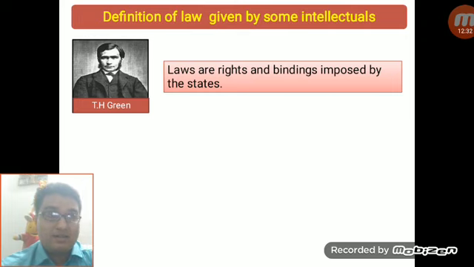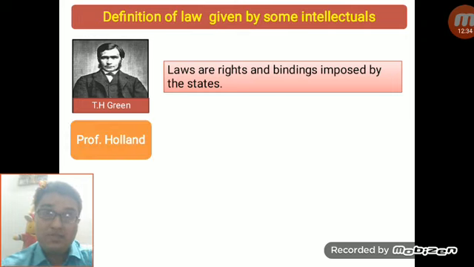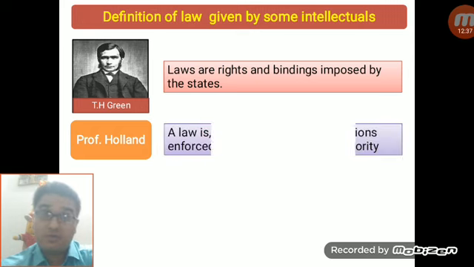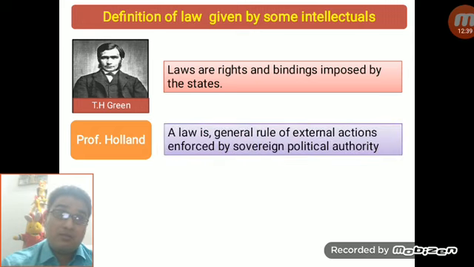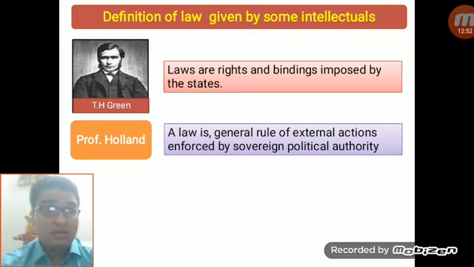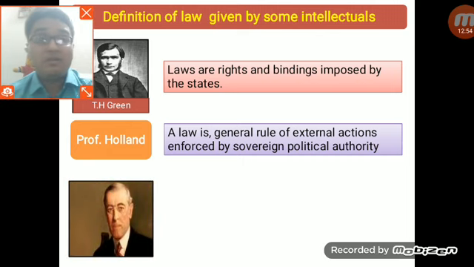Okay. The next definition is given by Professor Holland. According to Professor Holland, a law is a general rule of external actions enforced by a sovereign political authority. Okay, and this definition is also important for knowledge-based questions, so you have to give much attention to this definition.